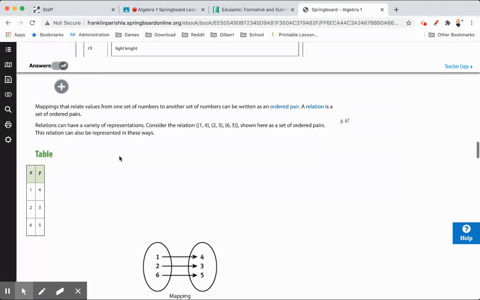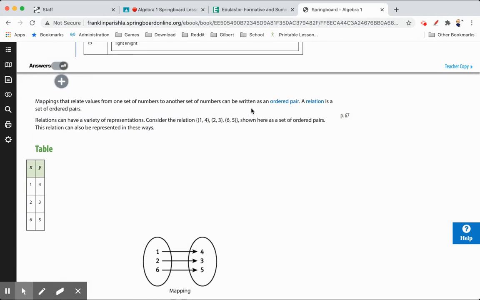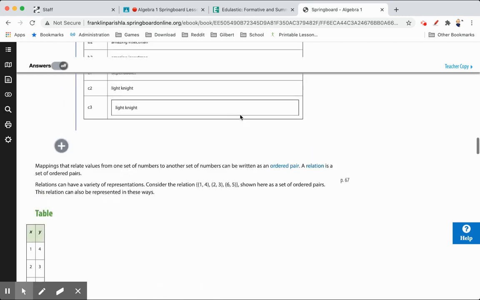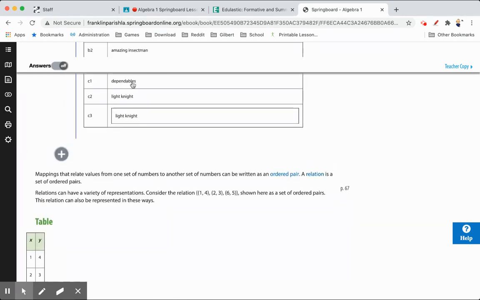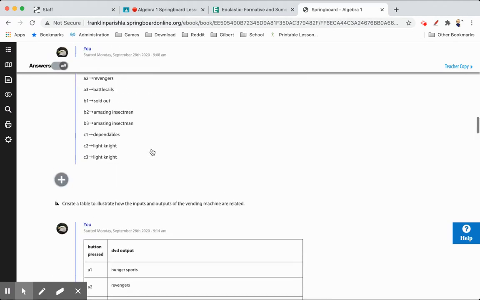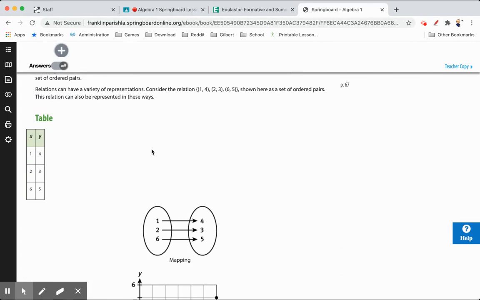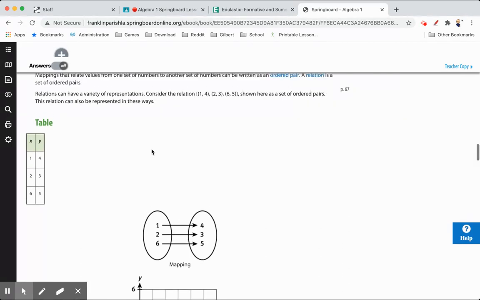A mapping that relates values from one set of numbers to another set of numbers can be written as an ordered pair. A relation is a set of ordered pairs. So right there, you can write them as ordered pairs. I'd say C1, Dependables. That would be an ordered pair. And the relation is the whole set.